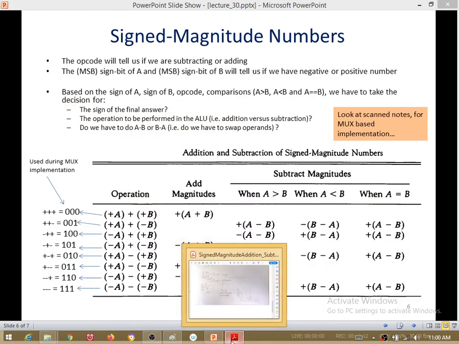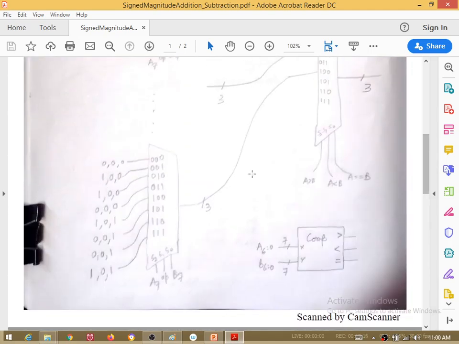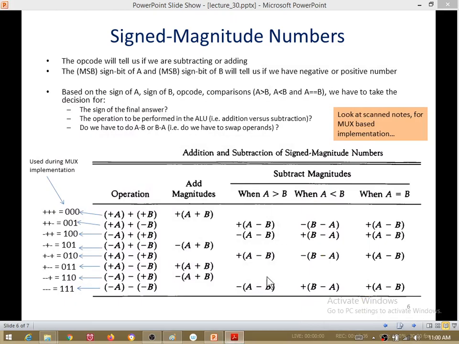Okay. Now let's look at this example here. Remember that this mux is now connected to which place? It is connected to 100, meaning it is connected to the place where A is greater than B. So now in this table, when A is greater than B, what do we do?